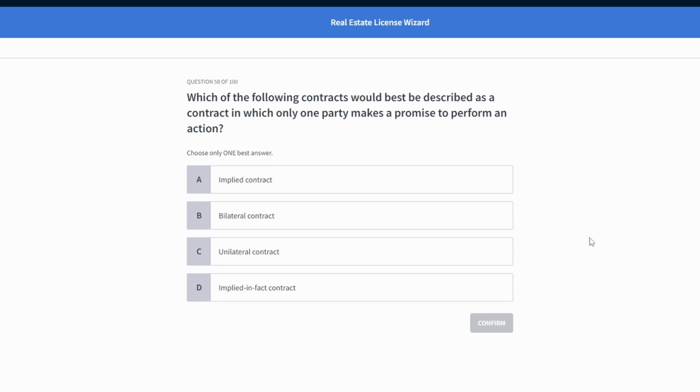All right, question 58. Which of the following contracts would be best described as a contract in which only one party makes a promise to perform an action? A, implied contract, B, bilateral contract, C, unilateral contract, or D, an implied in fact contract. So take a moment to think about that one and come up with your answer.